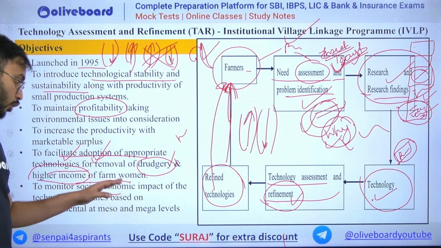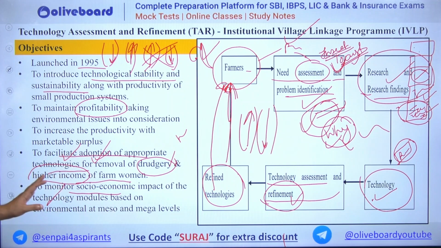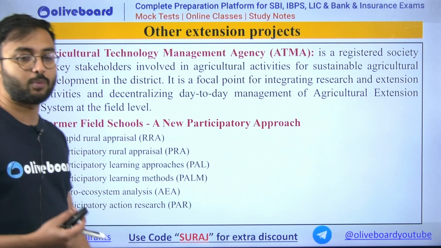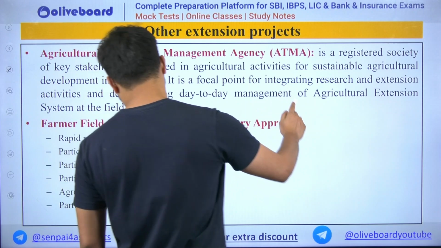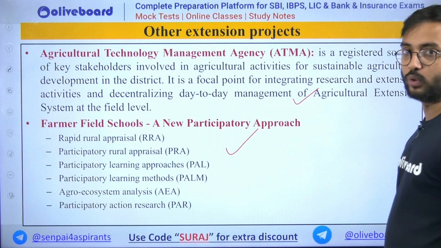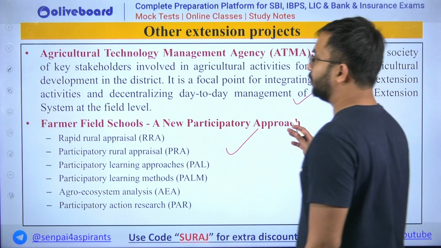To monitor socio-economic impact on technological modules based on environmental conditions at meso and mega level. So this was all the scheme about the institutional village linkage program. Then other extension projects, if we talk about, one is ATMA, and second is of course your Farm Field School, FFS. What is ATMA? Try to understand.